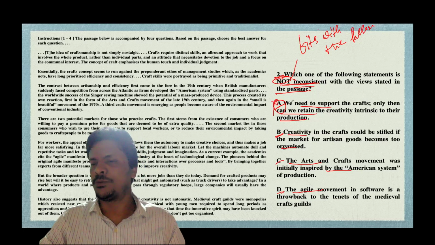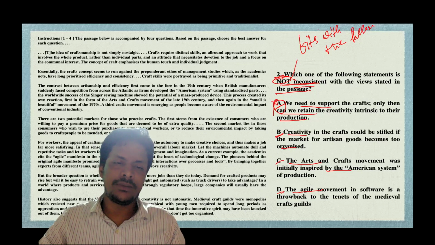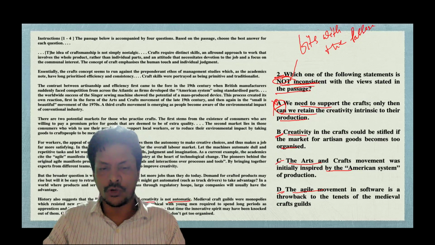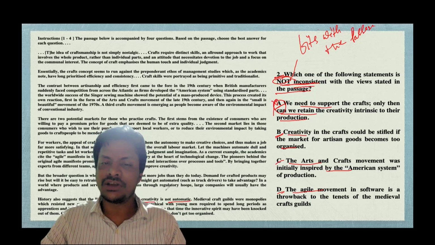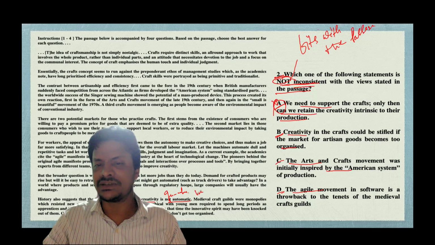So this one is not supported. Why? Because history suggests that the link between crafts and creativity is not automatic, isn't it? It suggests that the link between crafts and creativity is not automatic. So creativity is not guaranteed in crafts. This does not ensure creativity. Therefore, A is inconsistent. A cannot be the answer here because it is inconsistent.